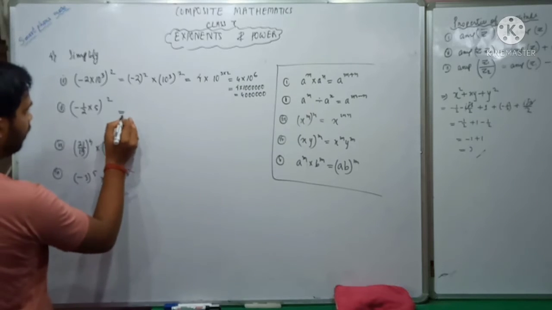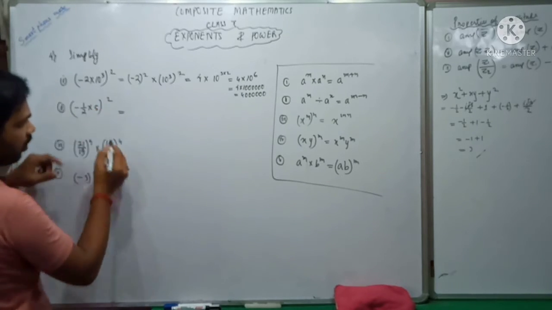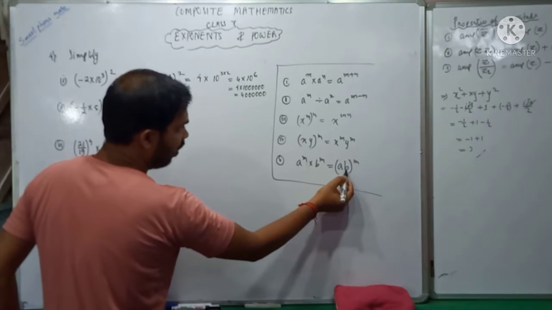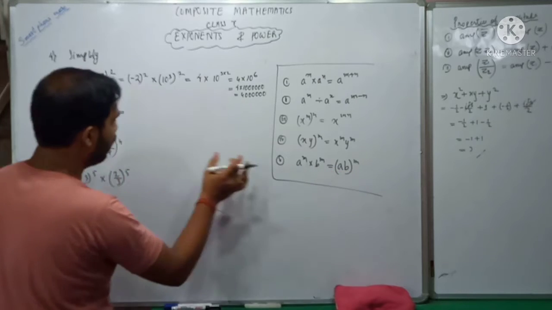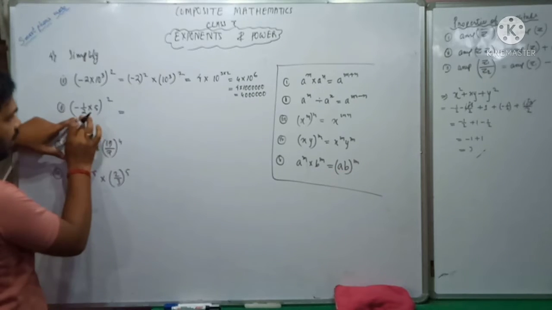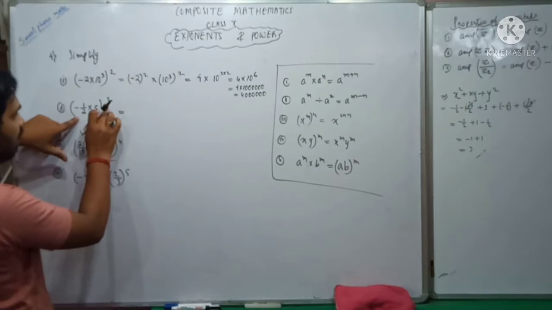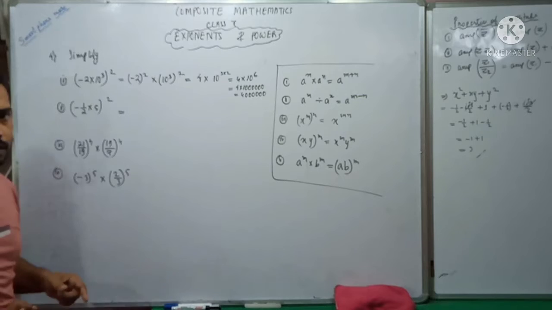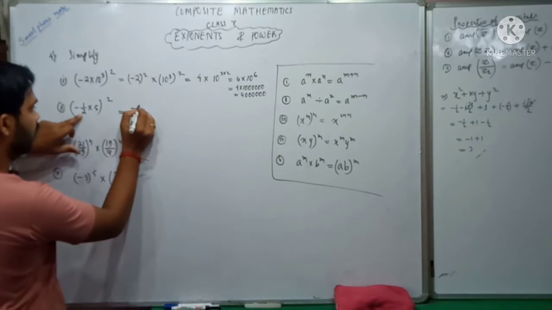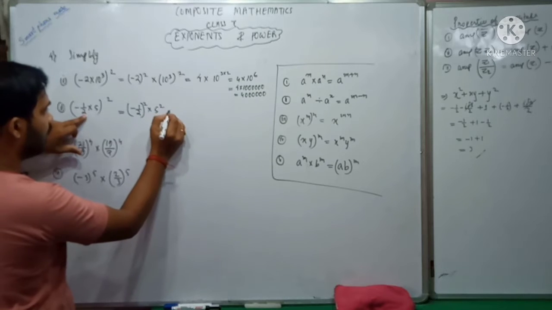Next part you see. This power will be multiplied on both sides. You see, which one? This one. A into B whole power m equal to A power m into B power m. This law will be used here. See, this one you consider A, this one you consider B whole power something. Then this power will be applied here, then again the power will be applied here. Understood? So it will be minus 1 by 2 whole square into 5 square.